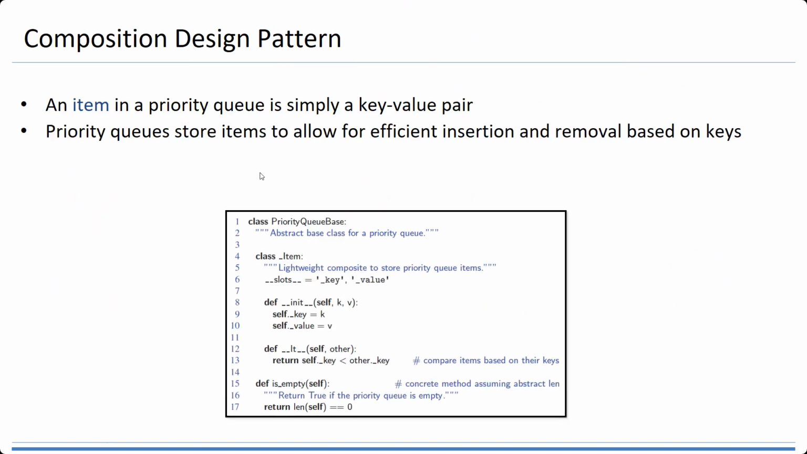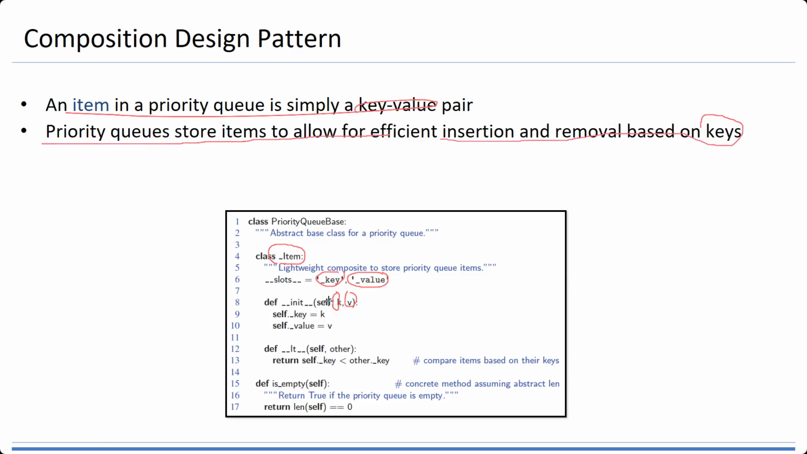In the priority queue, we have the item. Again, we are using the map. So the map is a key value pair. An item here means we have the key and value. So we have key and value when we construct a priority queue. So a priority queue stores items to allow efficient insertion and removal based on the keys.